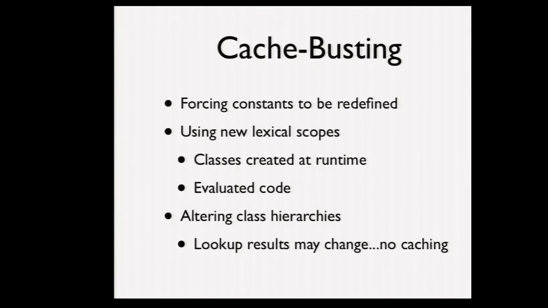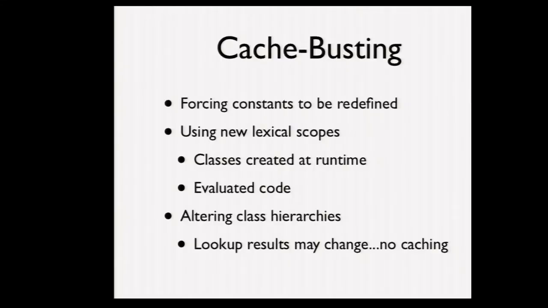So what sort of things actually do cache bust? Well, forcing constants to be redefined is the obvious one. If you're doing that, for example, Rails in development mode, one of the big reasons that it's slow is that, one, it has to reevaluate code. Two, it's constantly redefining all of the constants in the system. Using a lot of new lexical scopes at runtime can also be an issue. And this is not just calling a block. This is pulling in new code that has new class structures, new block structures, new method definitions. As we run into new scopes, we still have to do the caching all over again. And of course, evaluated code will do this as well.